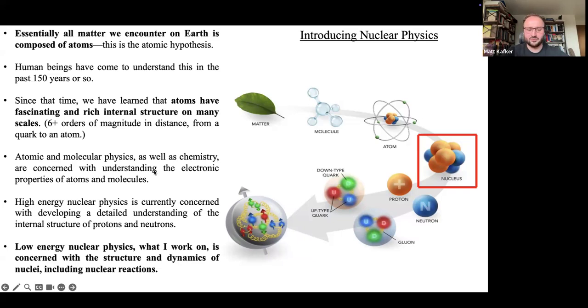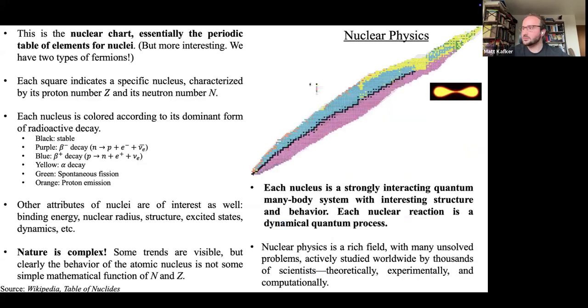Concerned with the structure and dynamics of nuclei, including nuclear reactions. Oh, and by the way, this will be much more fun if it's a conversation. So at any and all times, if you have questions, chime in, because you'll get as much out of this as you put in, and that can be nothing if you don't participate. So yeah, please ask questions at any time. You can use the chat or speak up. Okay, so I'm just going to keep plowing through until somebody interrupts me.